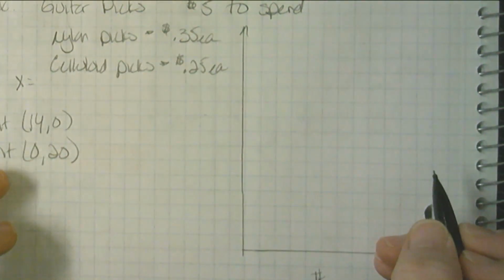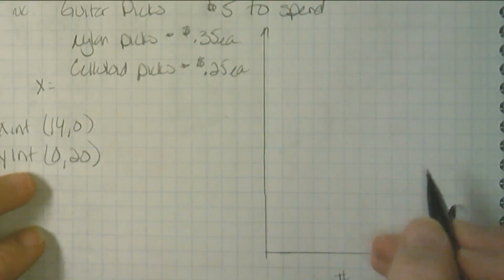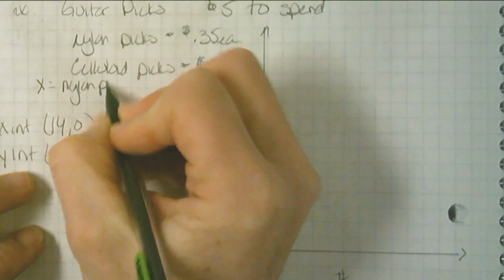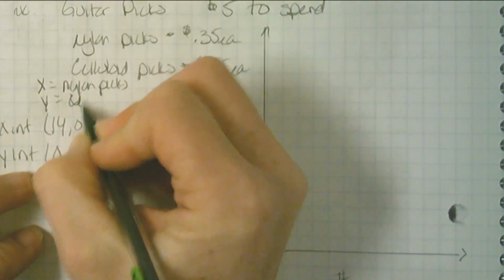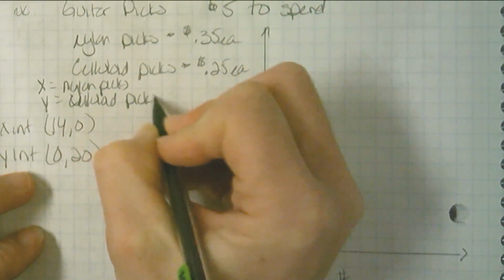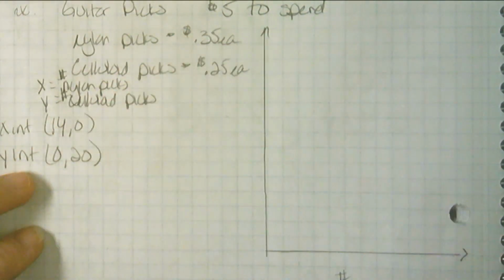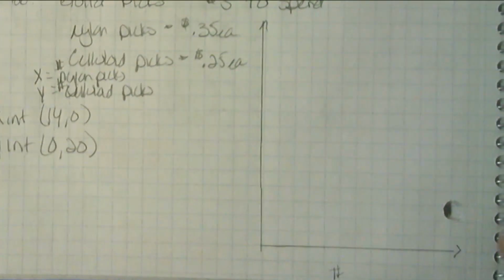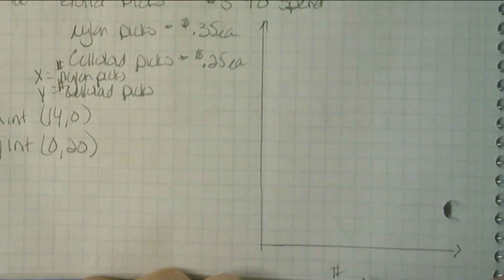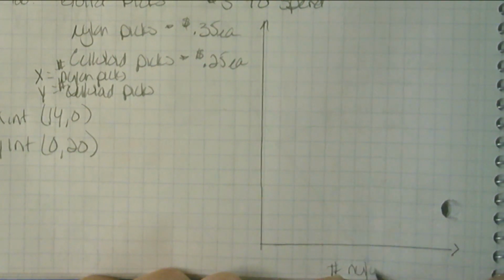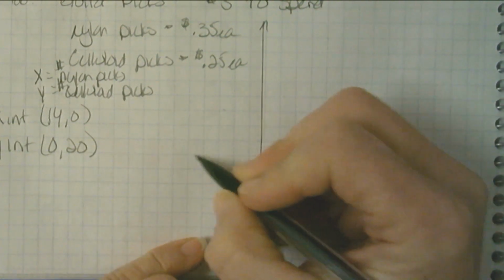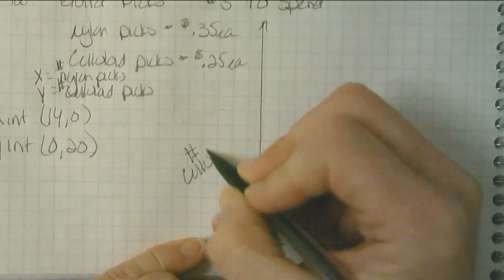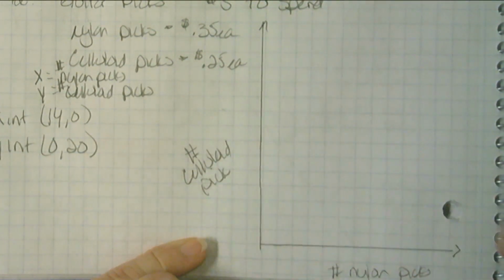So X is equal to your number of nylon picks. Is that what you guys are using? Make sure when you set your X and Y, it's your number of nylon picks and your number of celluloid picks, because we're dealing with cost per pick as well. So be very specific with what this information is. My X is the number of nylon picks, and my Y is my number of celluloid picks. Not just celluloid, not just nylon.